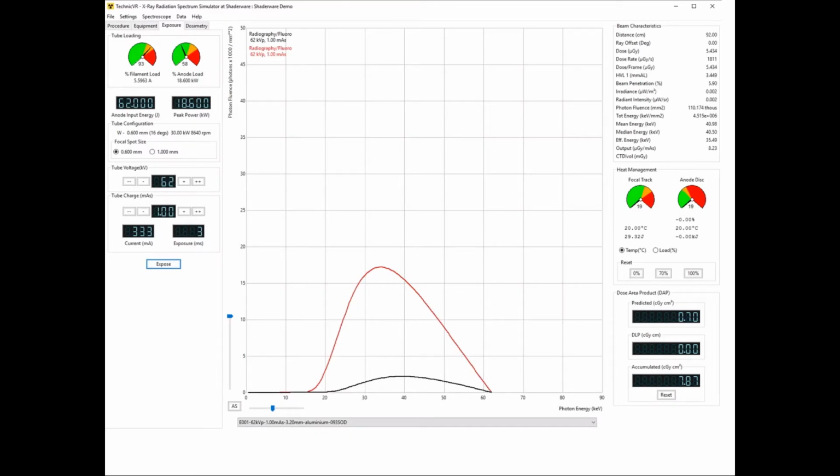So if I counted, I can actually look, there's that many photons at 20 kV, that many photons at 30 kV, that many photons at 40, that many photons at 50, and hardly any at 60. Now if I counted them all up, I'd get this number here. But basically, these numbers are a sum of the whole area under that graph.